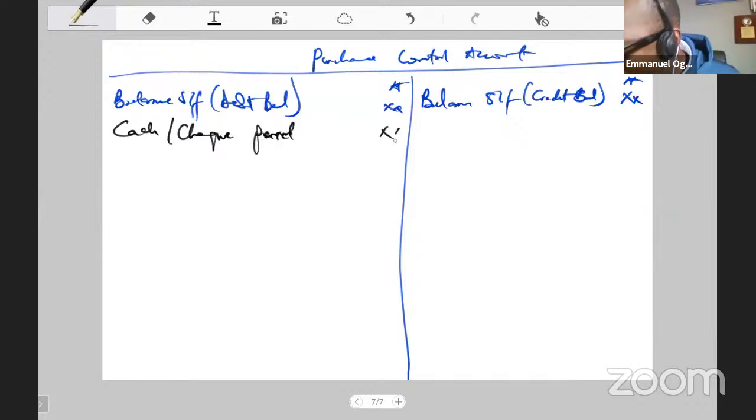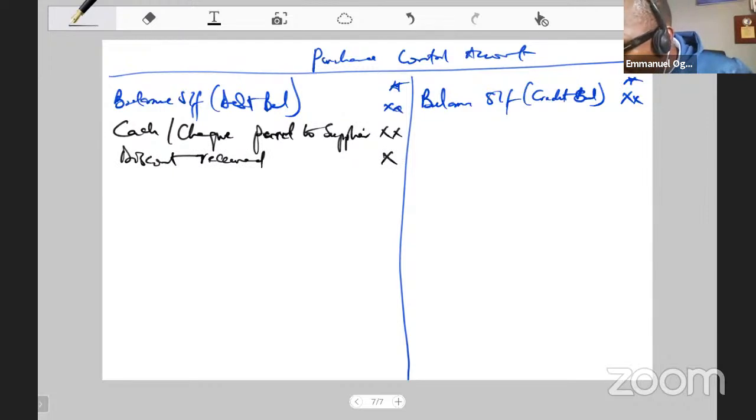Next, please don't forget this cash or check paid to supplier. Then the supplier can also give you what we call a discount. You will enjoy a discount, which is called discount received. Fundamentally, you can also have what we call return outward, which is also called purchase return.